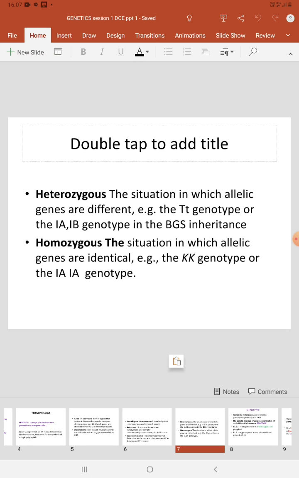Homozygous condition is a situation in which allelic genes are identical. That is, in a person with A blood group, the alleles present may be IA and IA. In this case, alleles are identical. And in a homozygous tall pea plant, capital T and capital T is present. This is a homozygous condition.